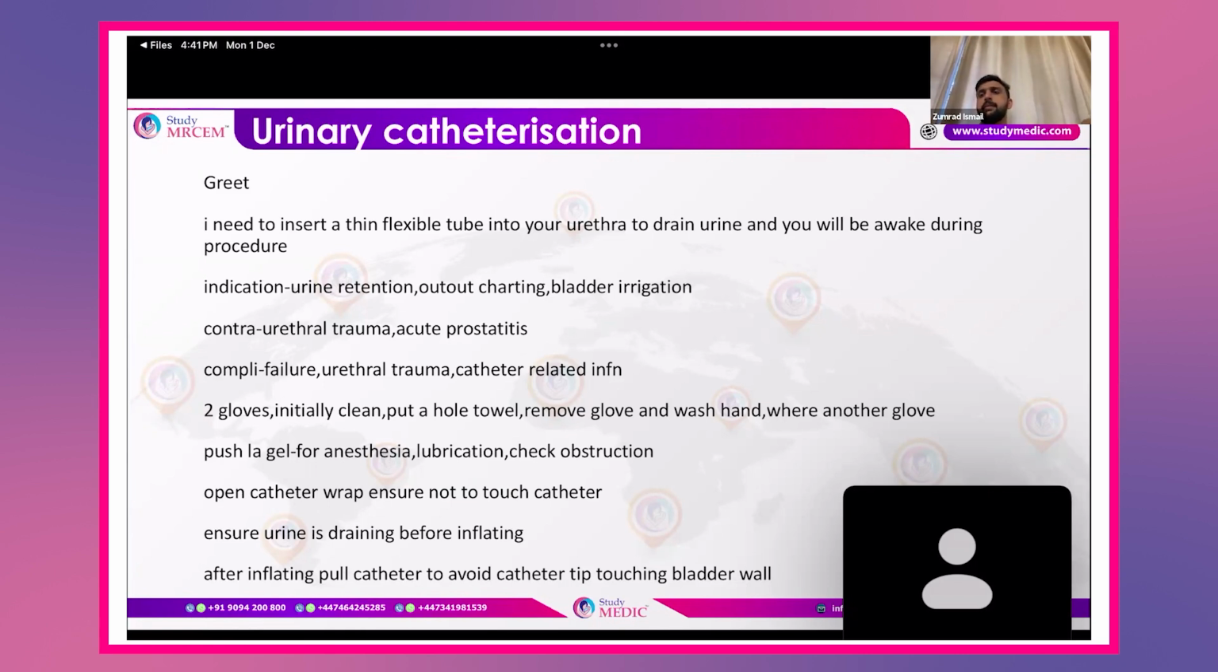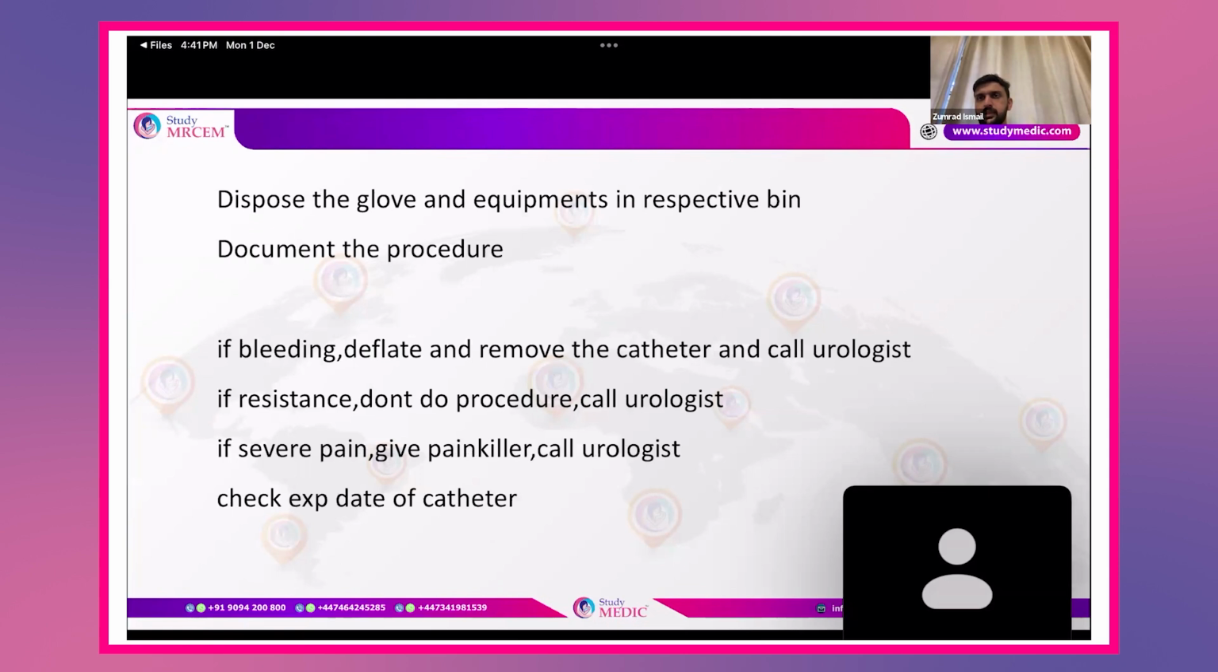Why are we pulling the catheter back after inflating? It is to avoid the catheter tip touching the bladder wall. Then we'll dispose the equipment, gloves and equipment in the respective bin, and document the procedure.